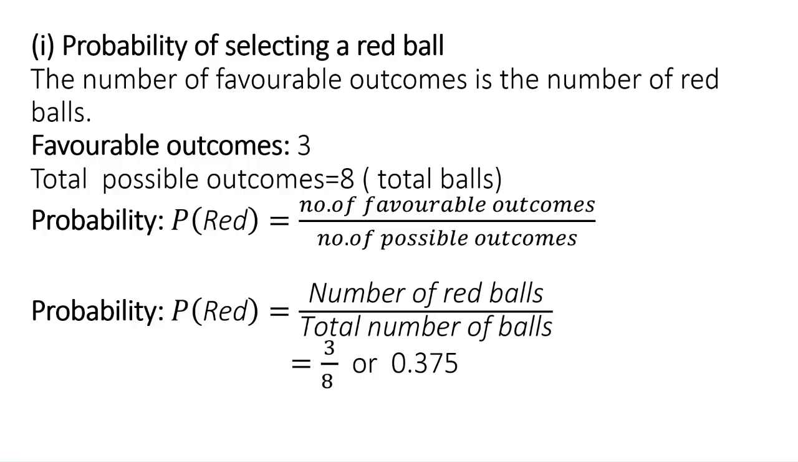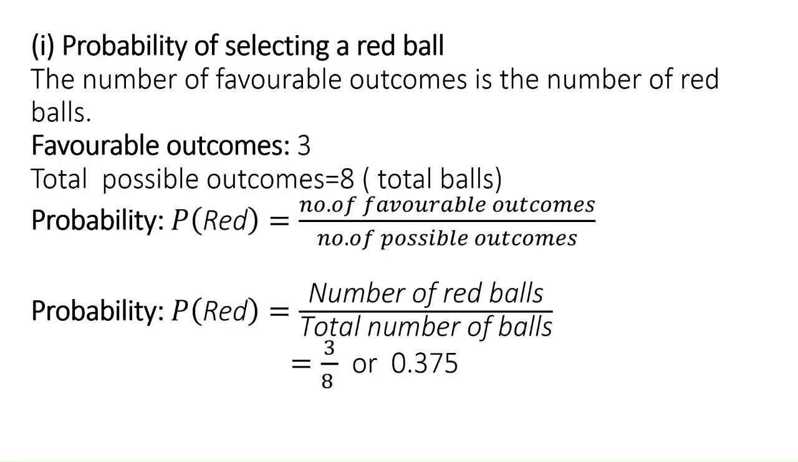Now we need to find out the probability of selecting a red ball. The number of favorable outcomes is the number of red balls only. Favorable outcome means we need to draw a red ball when we pick it up. So favorable outcomes will be the total number of red balls only, which is 3. And total possible outcomes are 8, because the total number of balls is 8.